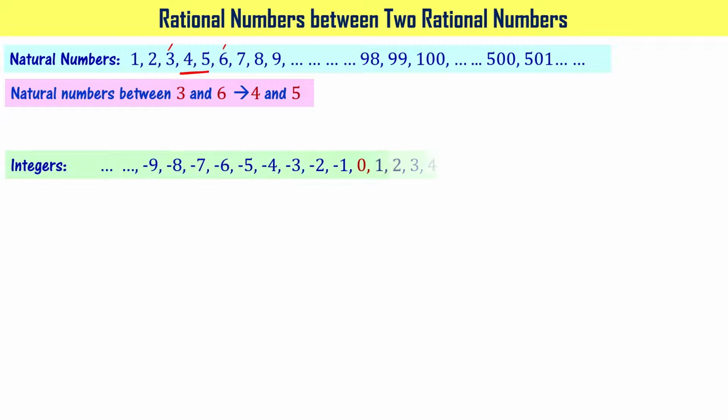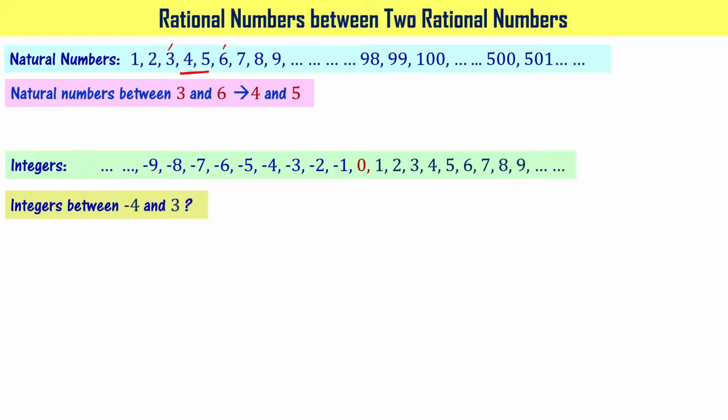Now, let's see the integers. You have 0, 1, 2, 3, 4, 5, 6, and so on, and -1, -2, -3, -4, and so on, right? Now, can you write integers between -4 and 3? These are the numbers: -3, -2, -1, 0, 1, and 2. These numbers are in between -4 and 3. So the integers between -4 and 3 are -3, -2, -1, 0, 1, and 2.